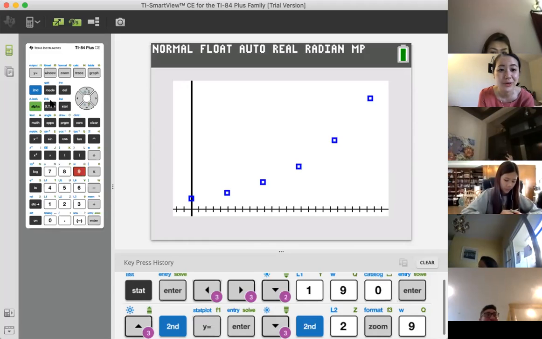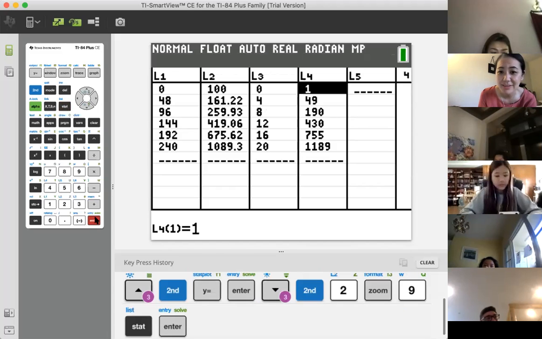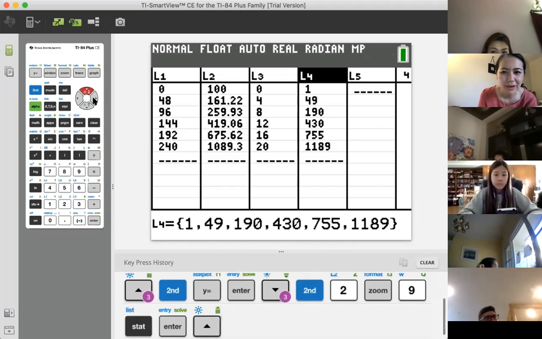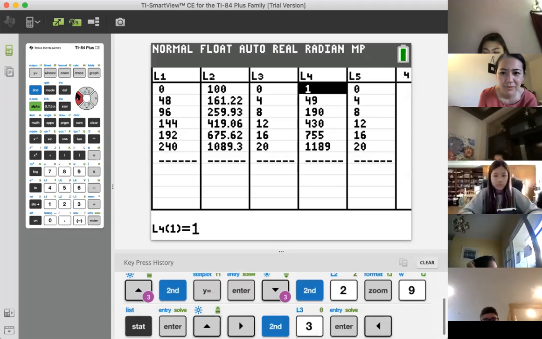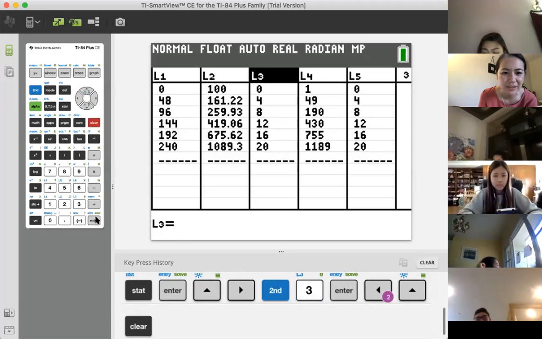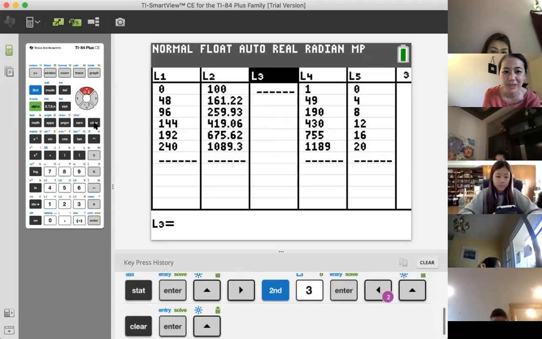So watch carefully. This is what you're gonna do. Okay, so go stat, edit. Really quickly, ignore what I'm gonna do right now. I'm gonna clear out my L3. I actually need space in my L3. So make sure L3 is clear, don't delete. All right, so press clear to clear out L3.